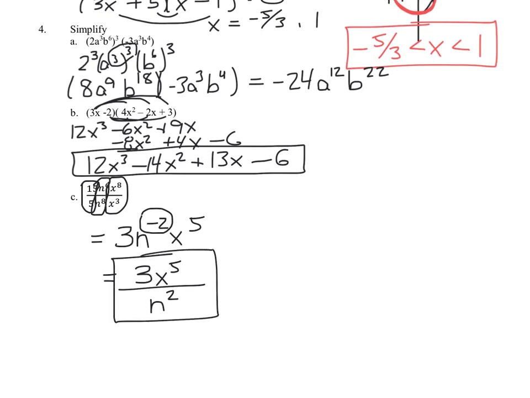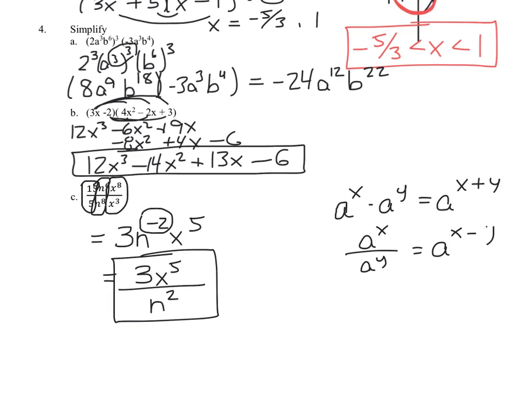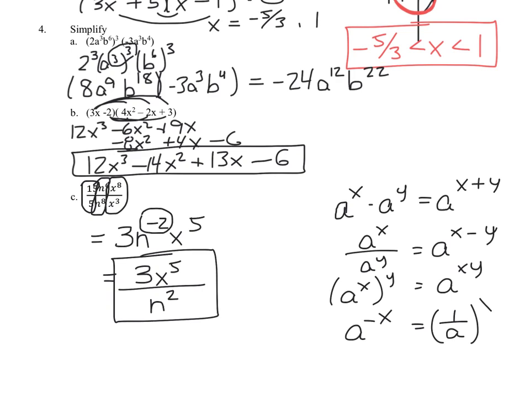Okay, so many properties of exponents there. The main ones are, if you're multiplying two numbers with the same base, keep the base, add the 2 powers. If you're dividing two numbers that have the same base, keep the base, subtract the powers. If you have the power of a power, keep the base, multiply the powers together. And if you have a negative exponent, take the reciprocal of the base to the positive power.